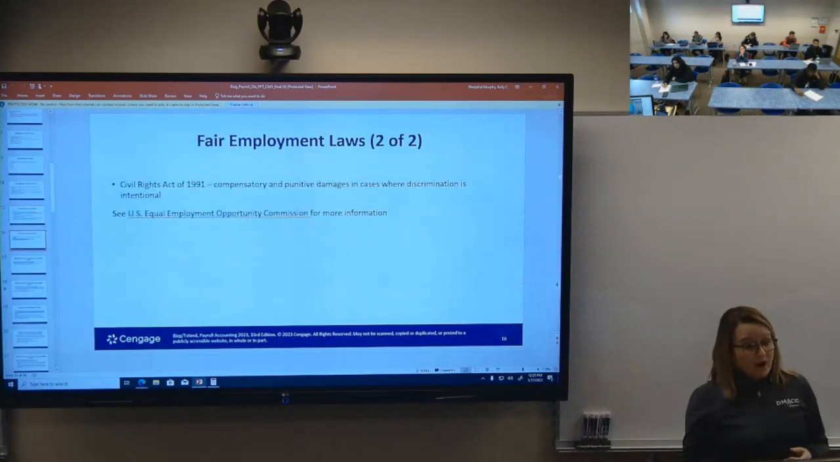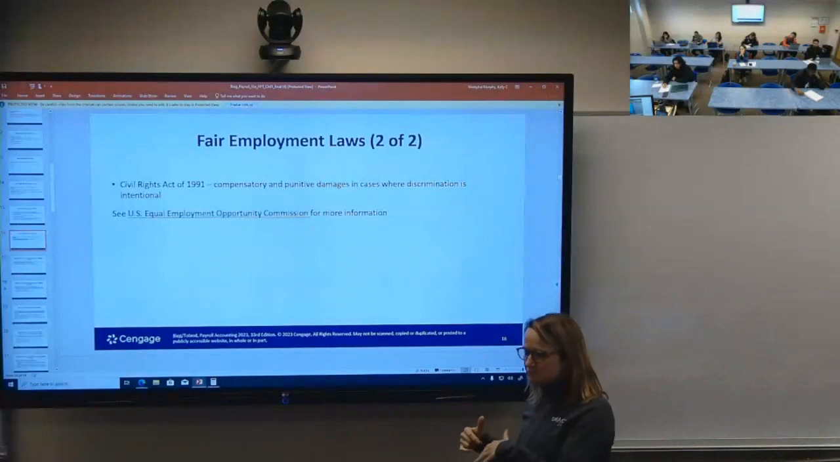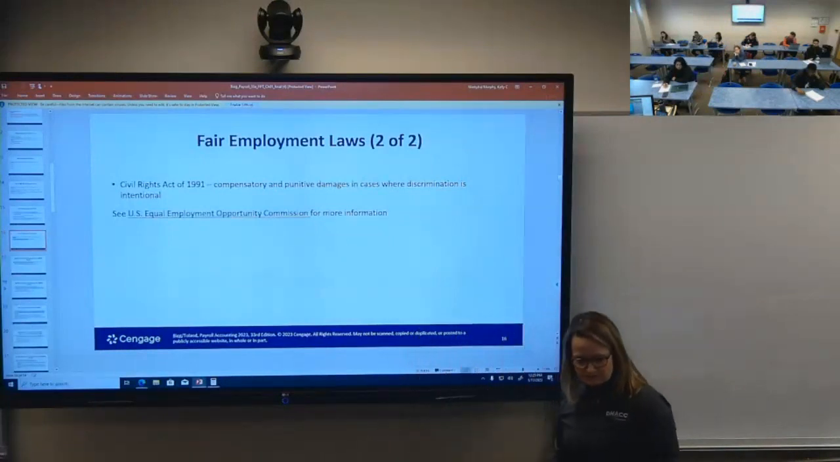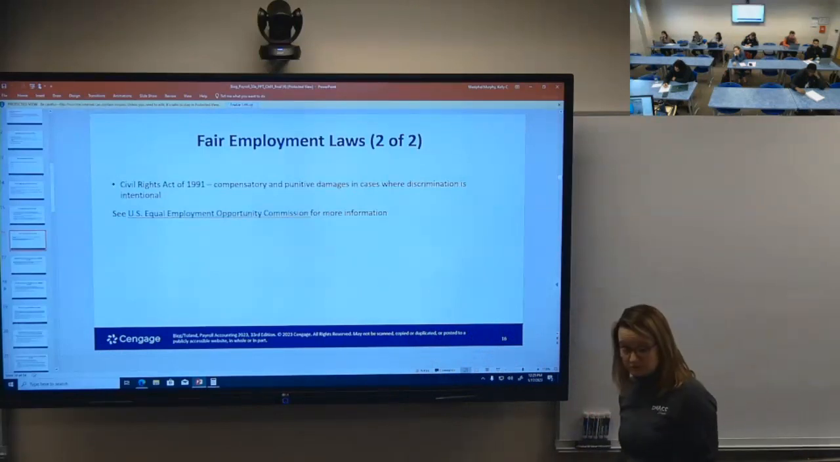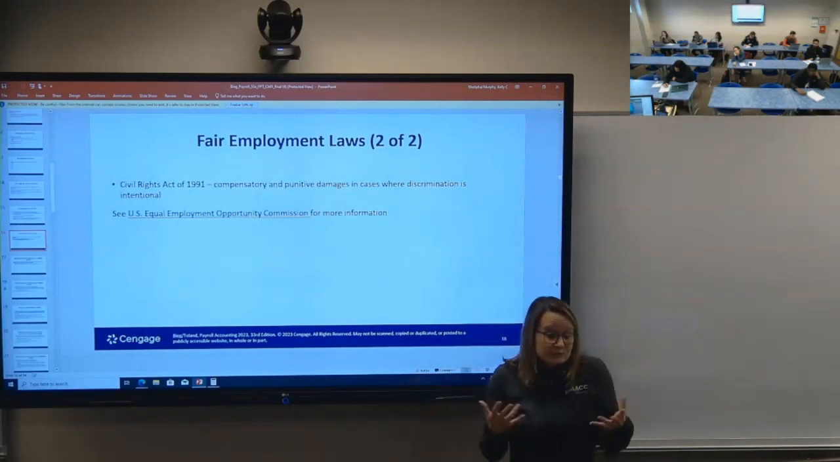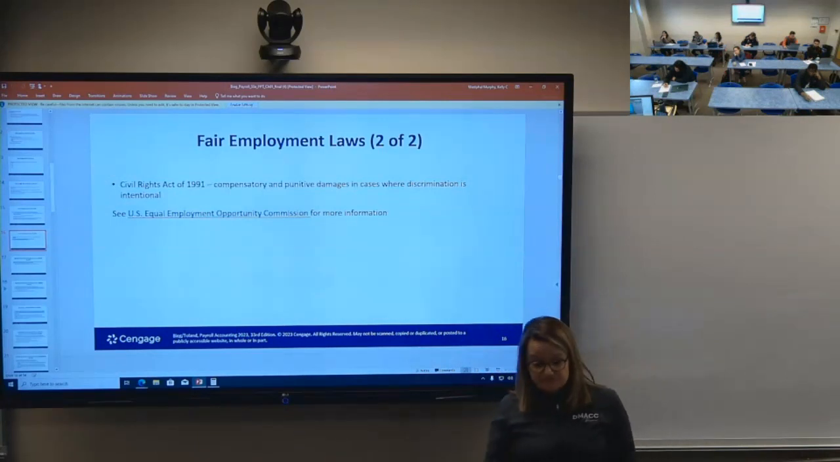Civil Rights Act of 1991, so recall, I think I had mentioned this. The Civil Rights Act of 1991 was an extension of the Civil Rights Act of 1964. The Civil Rights Act of 1964, even though it prohibited discrimination based upon those factors, didn't really have any teeth to it. There was no way for those who had been victims of discrimination to seek any damages.